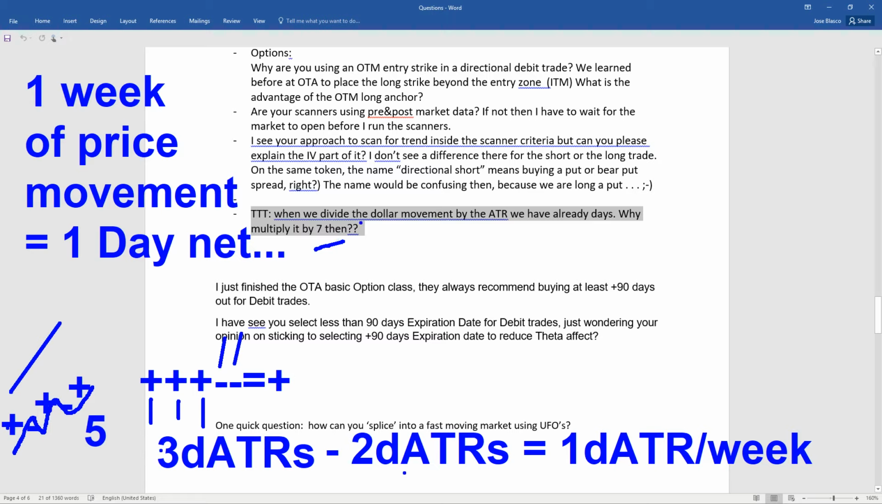You have calculated the room divided by the ATR. This is telling you days, right? But we are not assuming the market will move at a full ATR every day. We are assuming that you will have plus and negative ATRs. And with this assumption, you will multiply times 7 because we are assuming 1 daily ATR of net price movement per week.